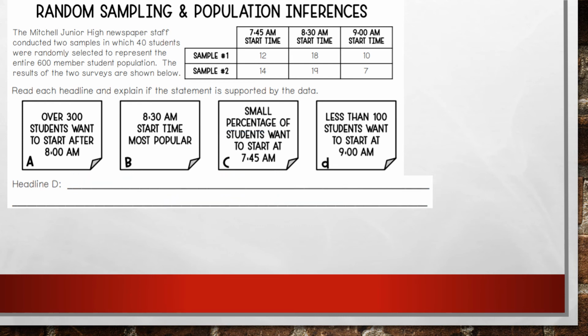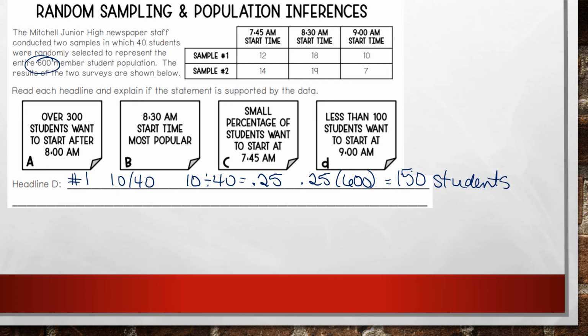Letter D, less than 100 students want to start at 9 a.m. So we're going to start with sample number 1 here. That would be 10 out of 40. So 10 divided by 40 is 0.25. And remember, we surveyed 600 members, so 0.25 times 600, and that's going to be 150 students. So that is definitely not less than 100. So this one would be false.